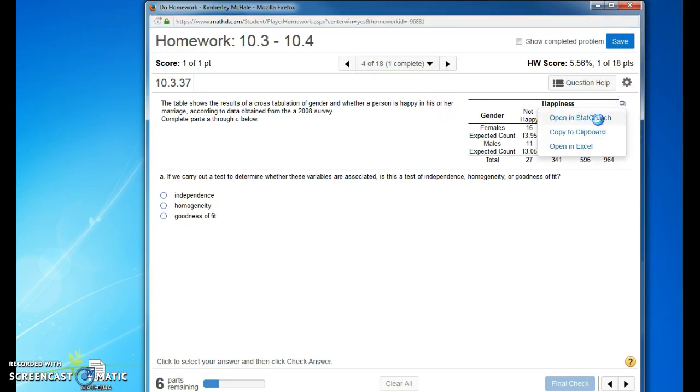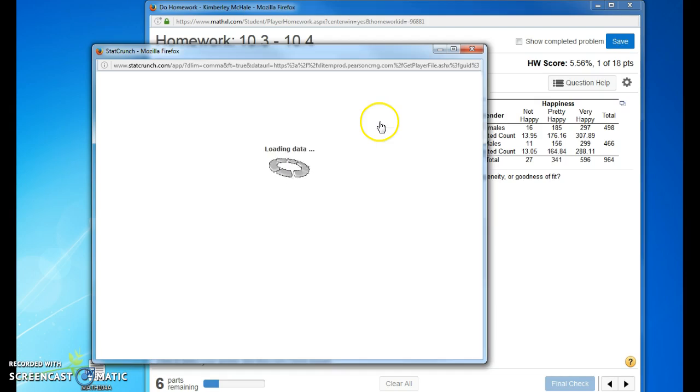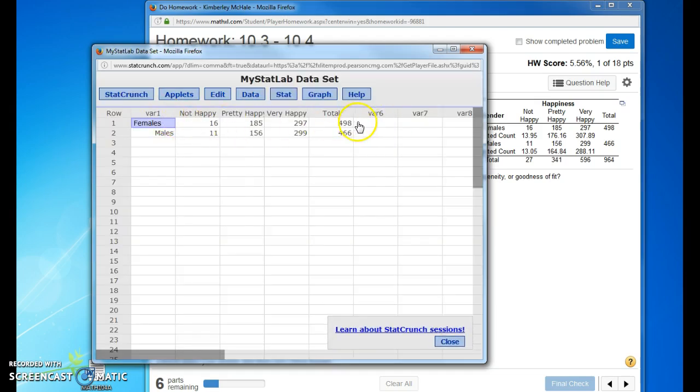So if I open this in StatCrunch, you'll notice how it goes. It's not put in as observed versus expected. I'm only given all those observed values. I'm given the happiness characteristics, and I'm given male or female.